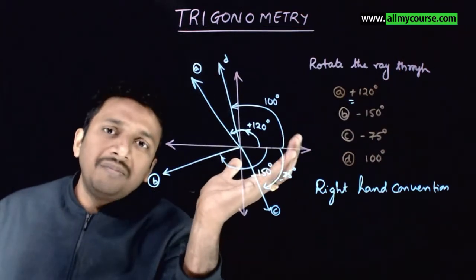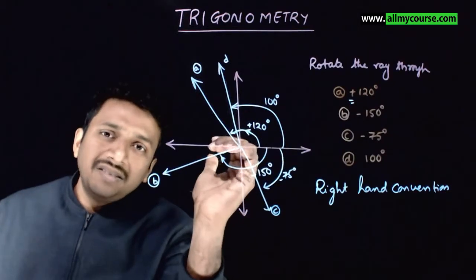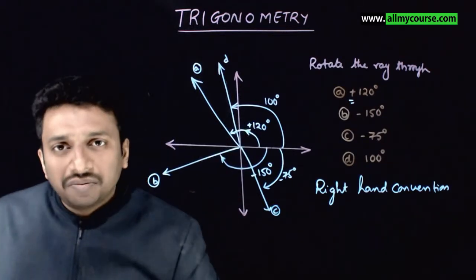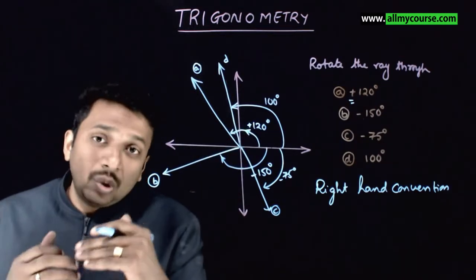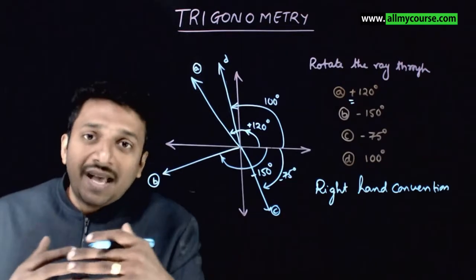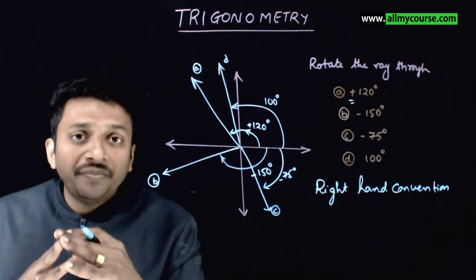We are looking for the thumb coming out. That is, if the angle is in counterclockwise direction, the thumb is free to move. So that is taken as a good situation. Again, this is a convention. There is no straightforward logic that this has to happen and that has to happen. Most of the mathematicians have agreed with this, and we should also agree with this.